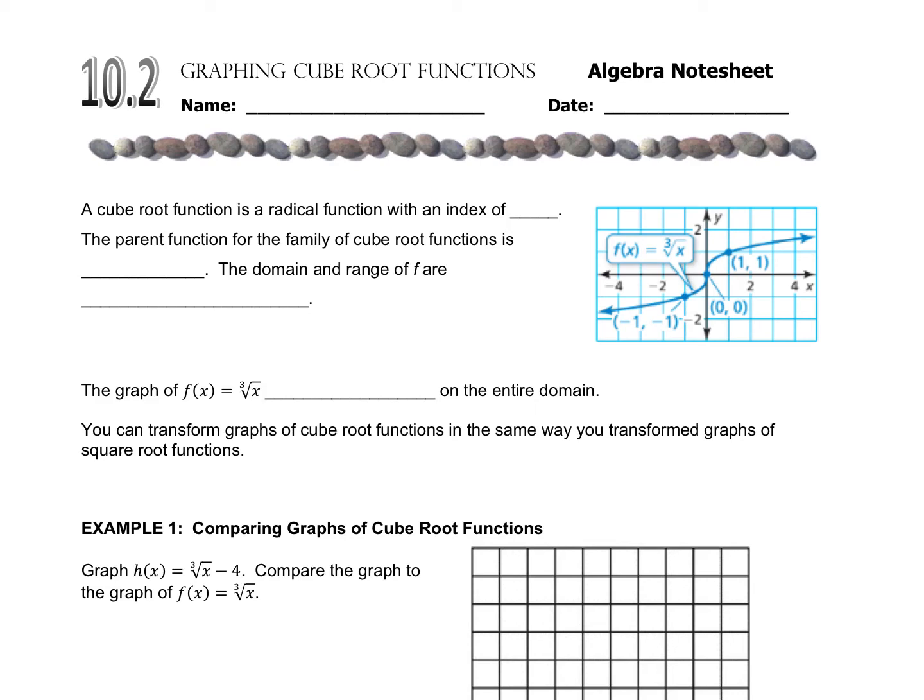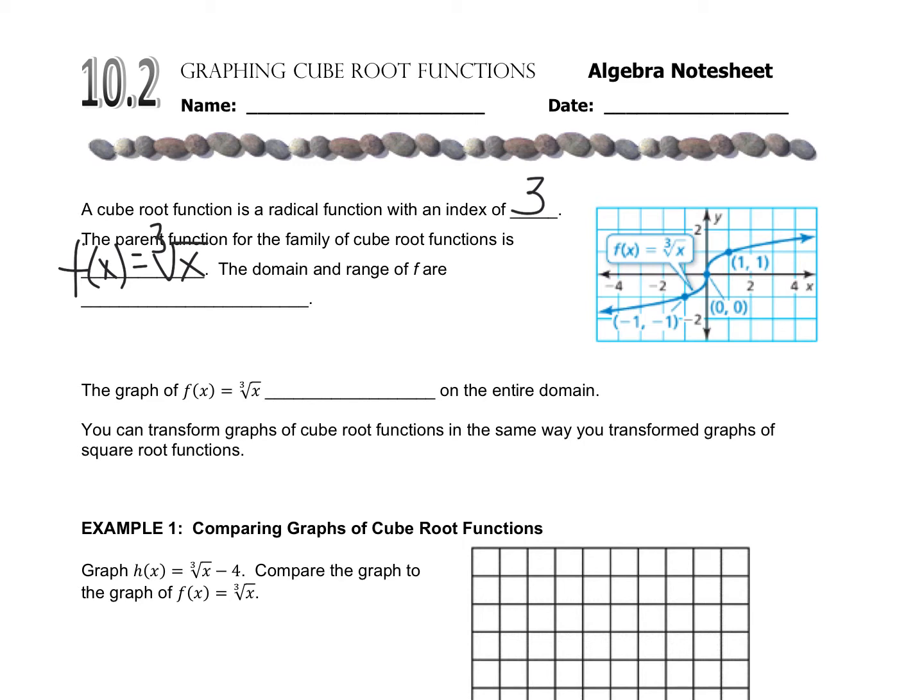Today we're going to talk about graphing cube root functions. In a previous lesson we talked about the square root functions. A cube root function is a radical function with the index of a 3. The parent function for the family of cube root functions, f of x equals the cube root of x. So again, notice that index of a 3 for the cube root.